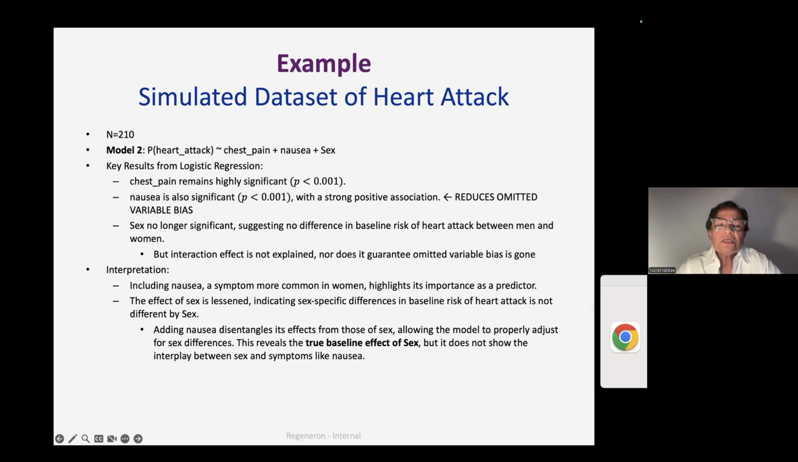So nausea, a symptom more common in women, showed up as significant. First, because it's in the model, and secondly, now the sample size has been increased. So the effect of sex is lessened, indicating sex-specific differences.